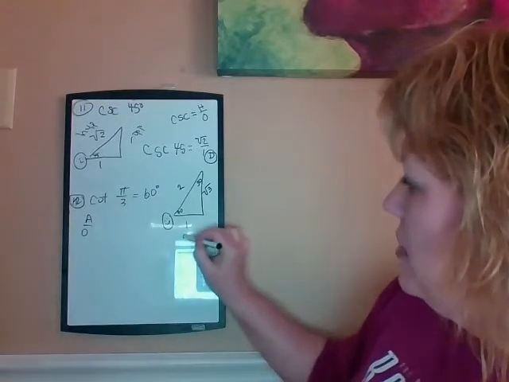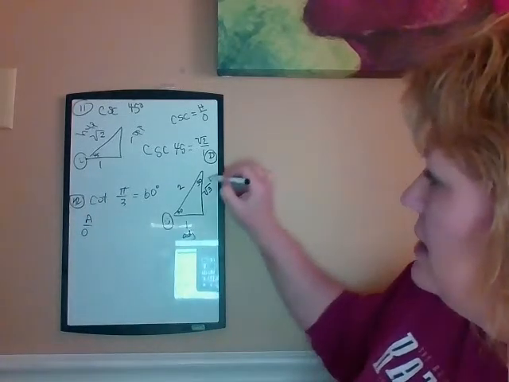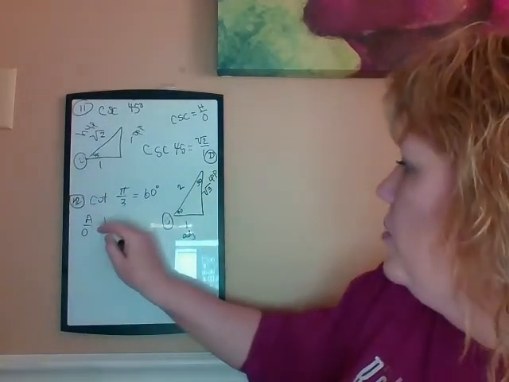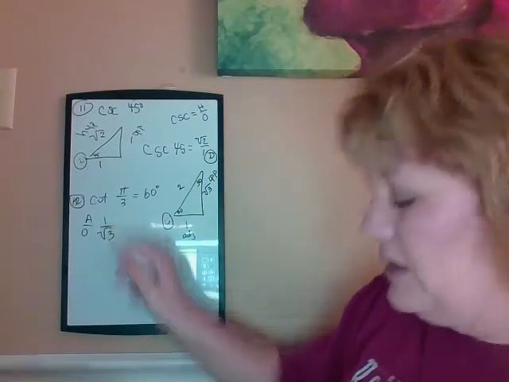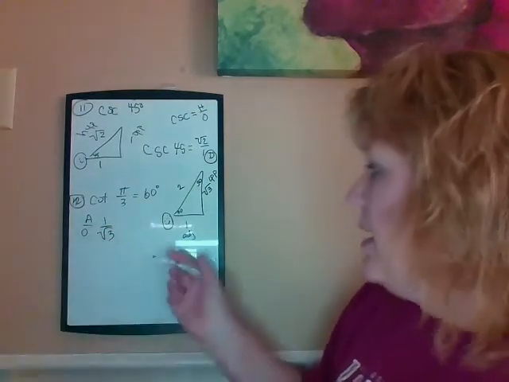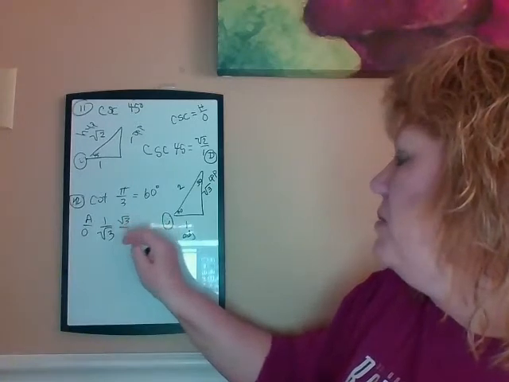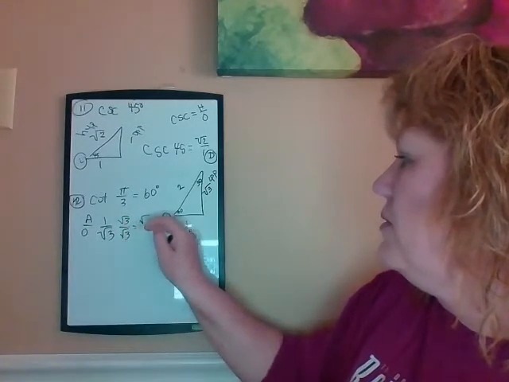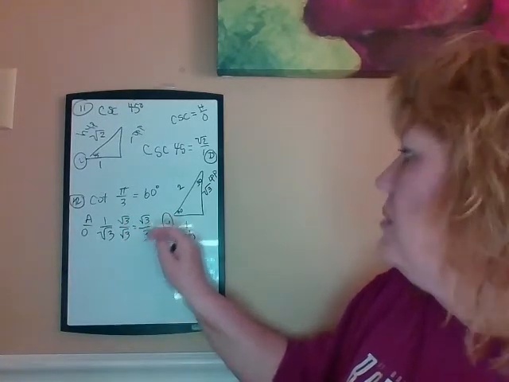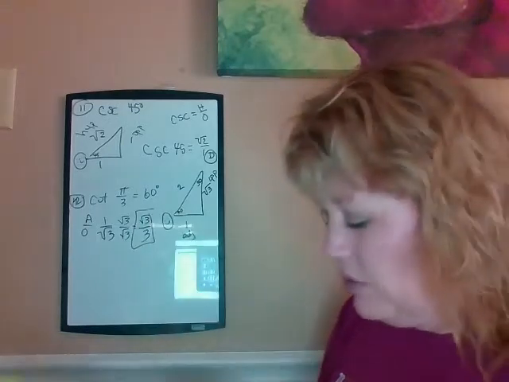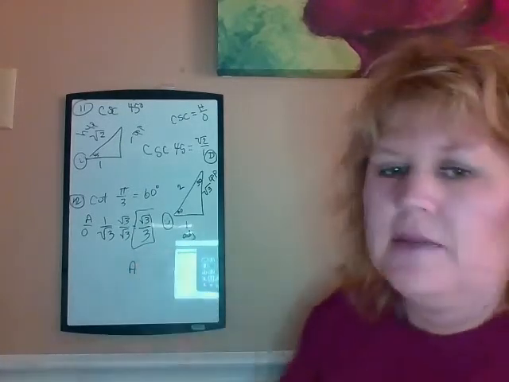So if I'm sitting here, this is my adjacent and this is my opposite. So it's 1 over the square root of 3. I can't leave it like that. I have to multiply by the square root of 3 over the square root of 3, which gives me the square root of 3 over 3 for number 12, and that is A.